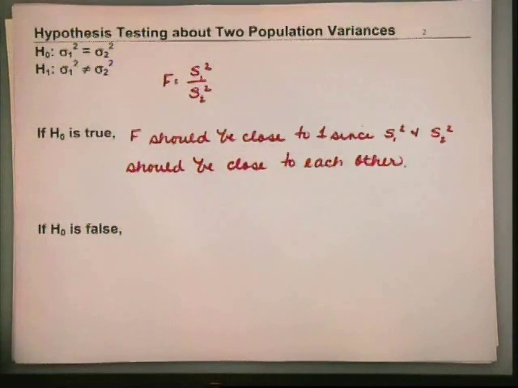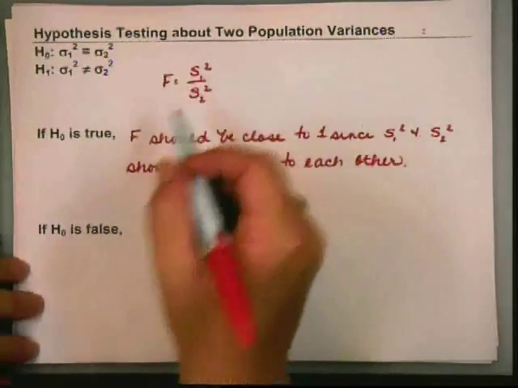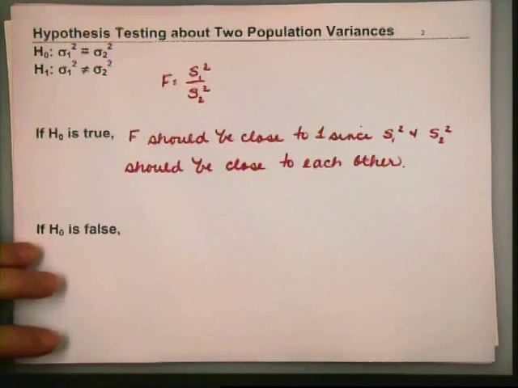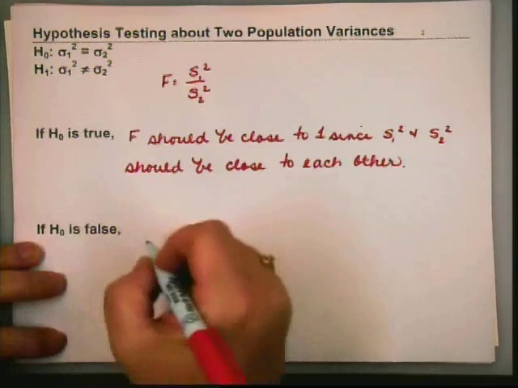Okay. What if it's false? What's going to happen to this value for F? If H naught is false, the value of F is going to get away from 1. It's going to tend to be either close to 0 or bigger than 1, right? Okay, so we could break it into cases.